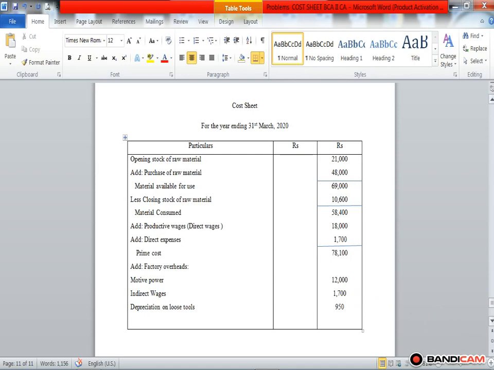I will never write the amount in the inner column because there is some problem while entering the amount. All the lines go down, so I will write the amount directly in the outside column. Write all the expenses here, make the total, and the total is written in the outside column. Okay sir, we got it.